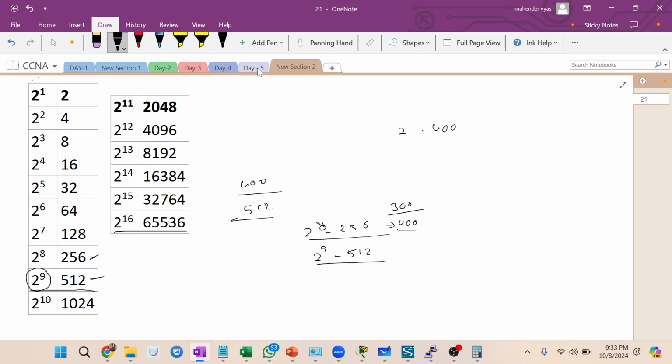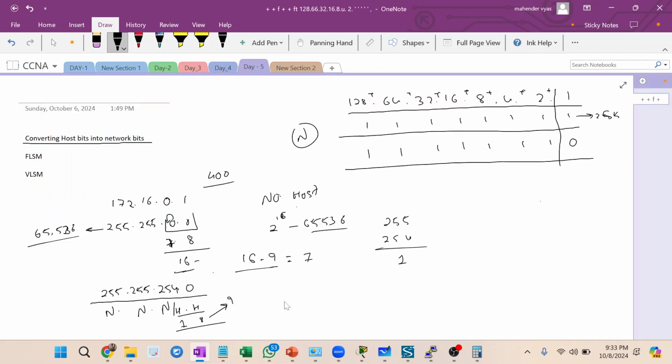Now let's see if it changes. First, you understand how to convert host bits into network bits.